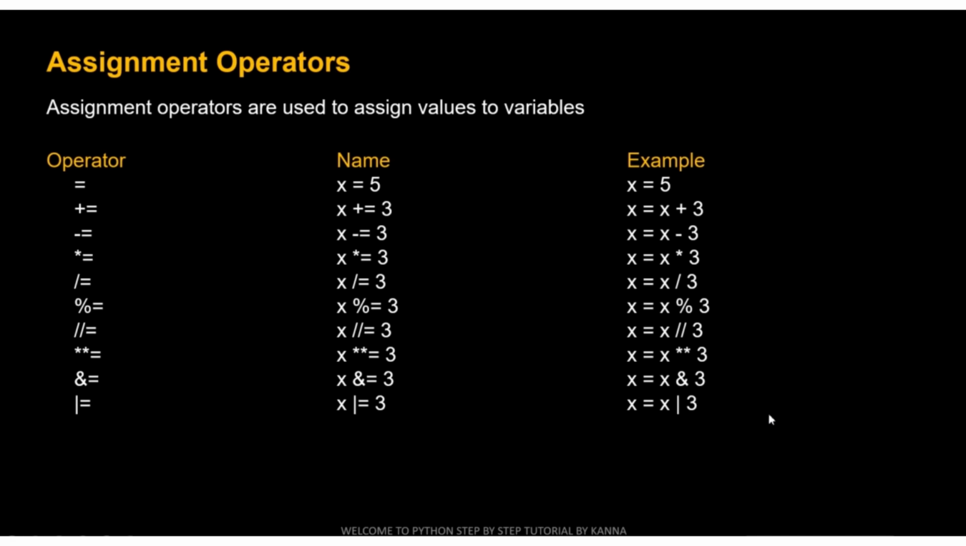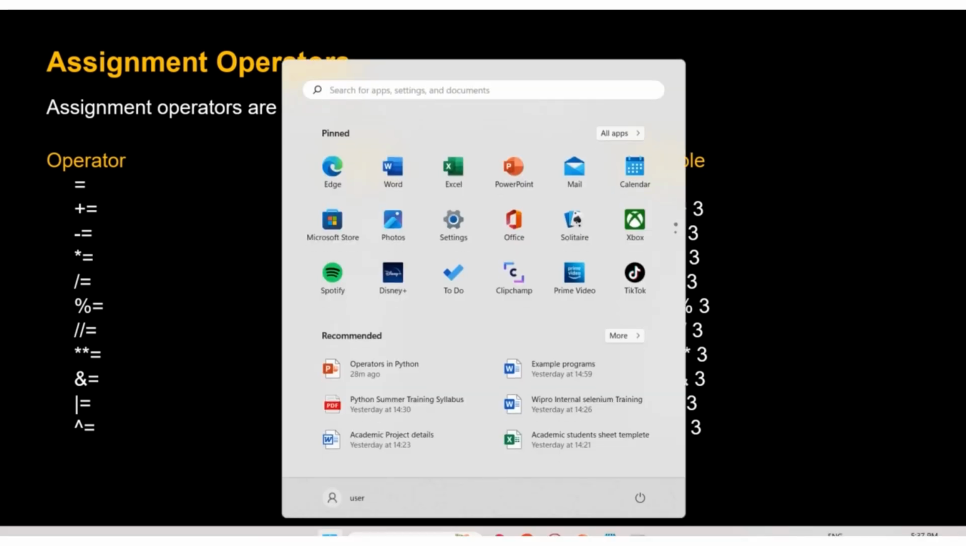The next assignment operator is bitwise XOR and assign. We can represent it as x = x XOR 3. We will represent the same in another manner, x XOR operator equal 3. Let me explain this by executing in Python shell.